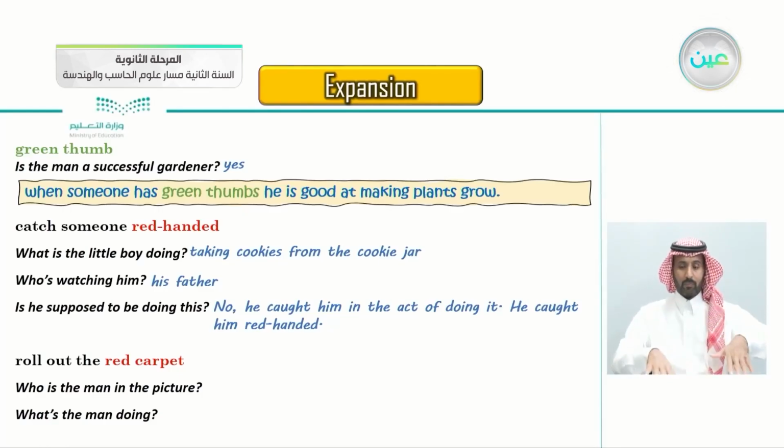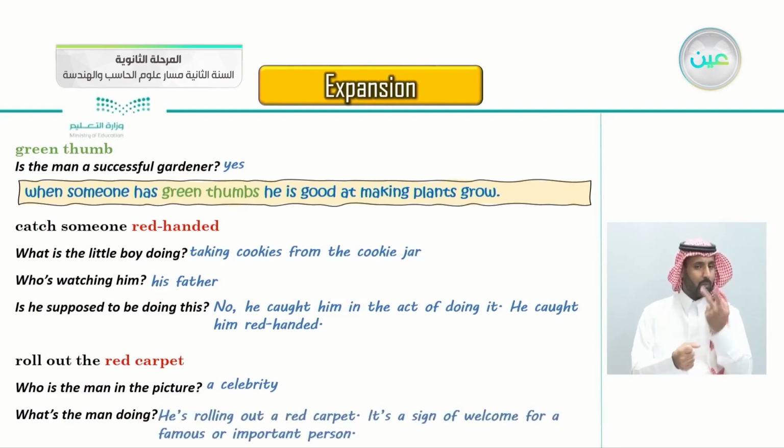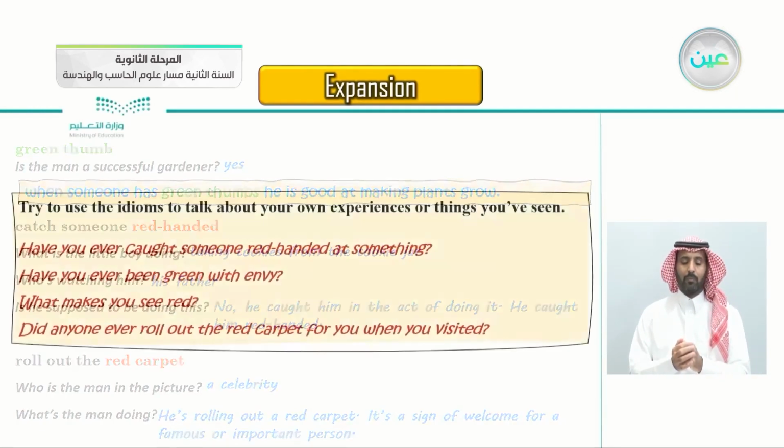Who is the man in the picture? Just try to guess here. So maybe he is a celebrity. What's the man doing? He is rolling out a red carpet. It's a sign of welcome for a famous or important person. So to roll out a red carpet means that it's a sign of welcome for a famous or important person. This is what it means to roll out the red carpet.